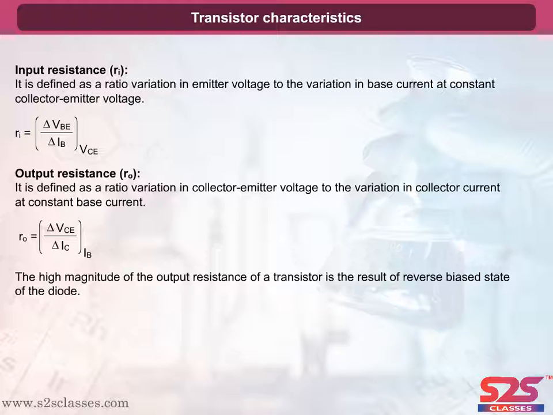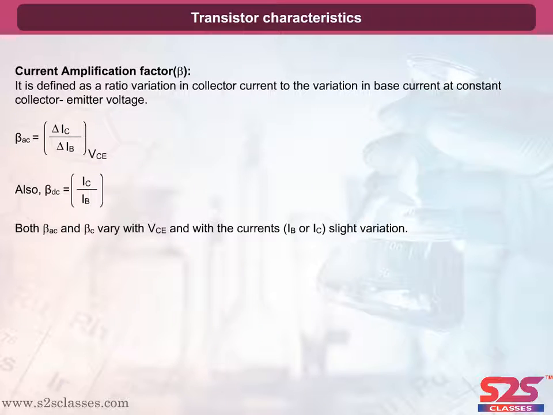It is defined as the ratio of variation in collector emitter voltage to the variation in collector current at constant base current. The high magnitude of the output resistance of a transistor is the result of the reverse bias state of the diode. Current amplification factor, beta.